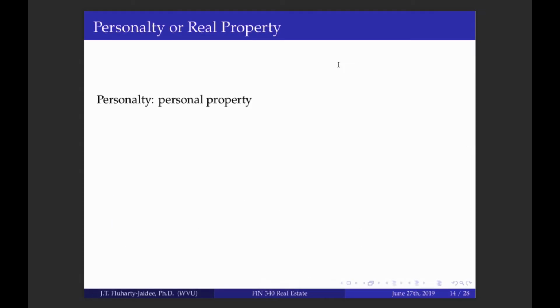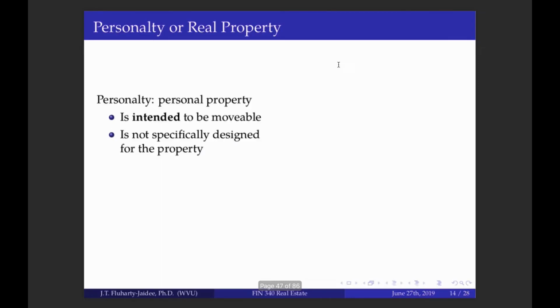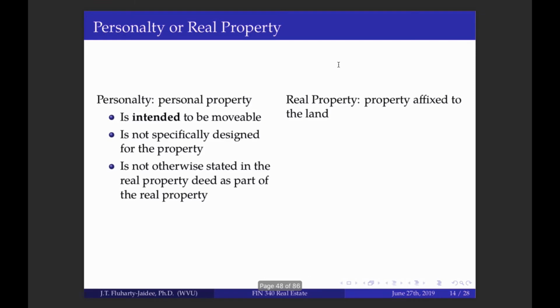So let's talk about personalty, personalty, not personality, okay? Personalty, there's no I, okay? It is personal property versus, we will talk about real property, okay? It's intended to be movable. So if an object is on the land and it is intended to be movable, then it is probably personalty. If it is not specifically designed for the property itself, then it is personalty. It is not otherwise stated in the real property deed to be part of the real property.